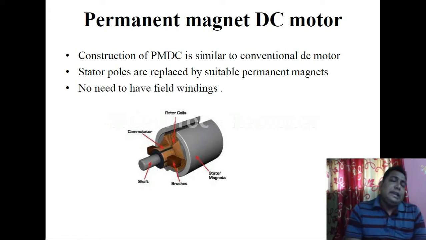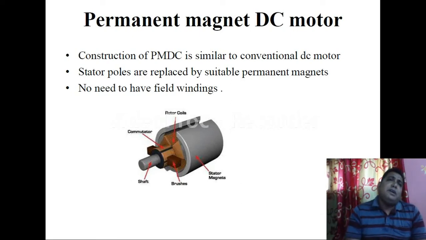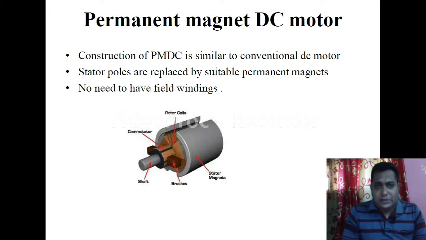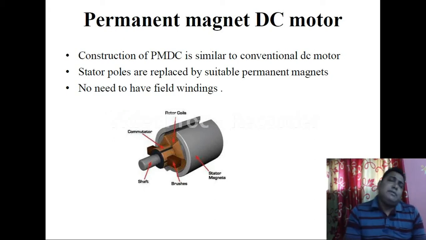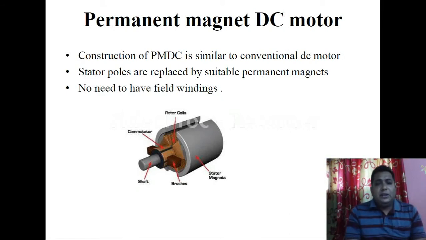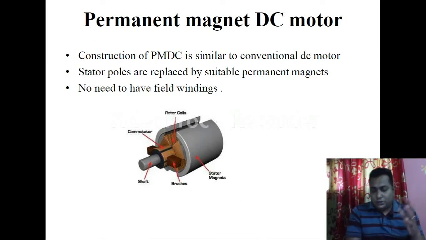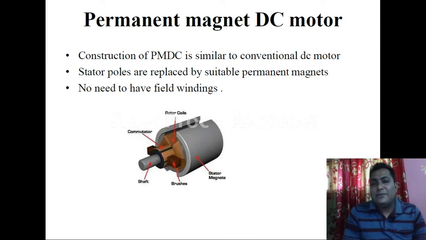Okay, so here in case of stators, stator poles are replaced by suitable permanent magnets. That means in conventional DC motors we are using electromagnets. When we give supply, they will be magnetized. When we disconnect the supply, they will be demagnetized. But in permanent magnet DC motors, instead of an electromagnet, we are using a permanent magnet as the field magnet. So we don't have to use any kind of field winding, because why do we use a field magnet?